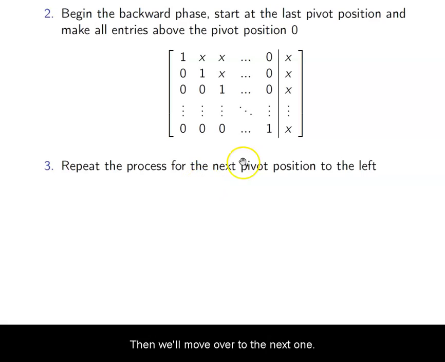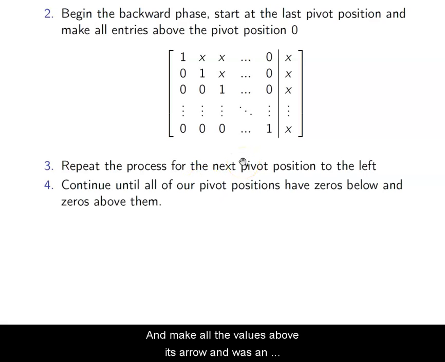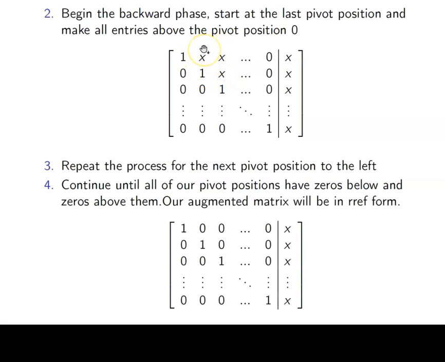Then we'll move over to the next one and make all the values above it 0, and move to the next one and all the values above it 0, and the next one and all the values above it 0. Until we get only entries in the pivot positions. Everything else will be 0. We'll only have one number in every column on the left side and one number on the right hand side. So we'll have x1 equals whatever number's here, x2 equals whatever number's here, x3 equals whatever number's here, and so forth.